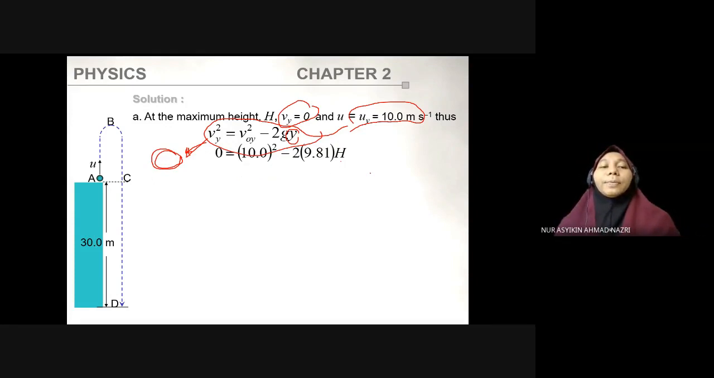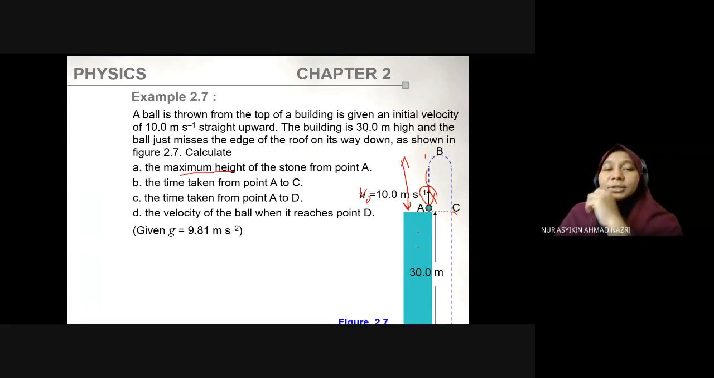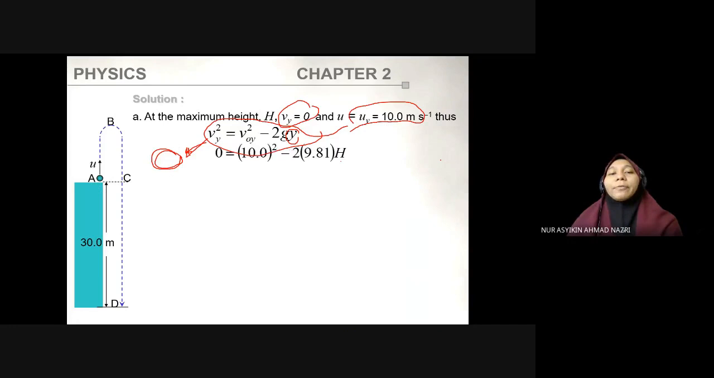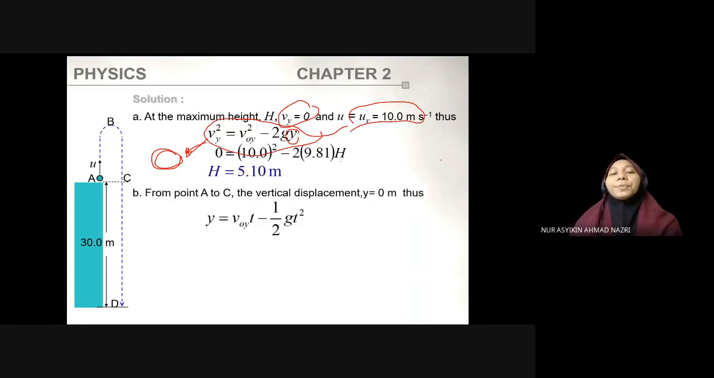So, dia nak apa pula B? The time taken from point A to C. From point A to C. Mana A to C? Time taken. So, time taken. Tadi kita dah dapat reach sampai maximum ni. Ada masalah ke to find the time taken from A to C? No problem. Macam saya cakap, for this case, for free falling, any expression pun awak boleh guna. Okay. So, yang ni pun boleh.